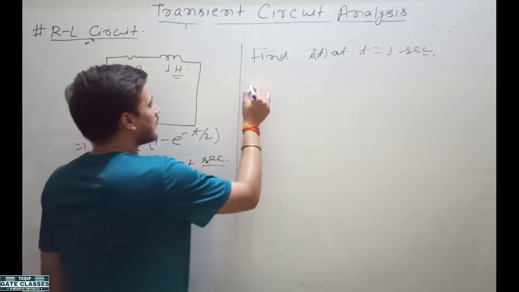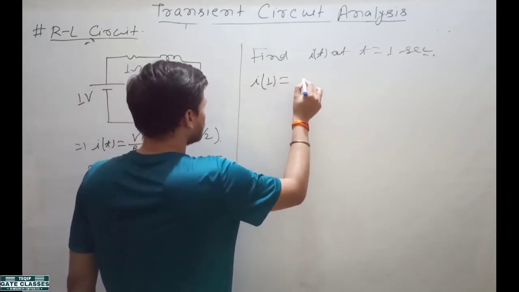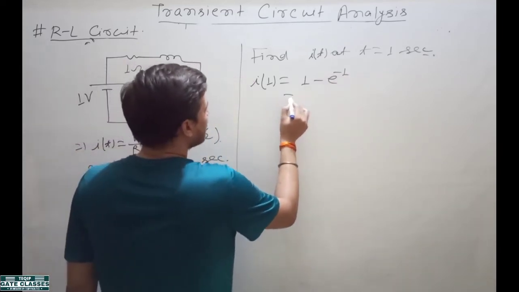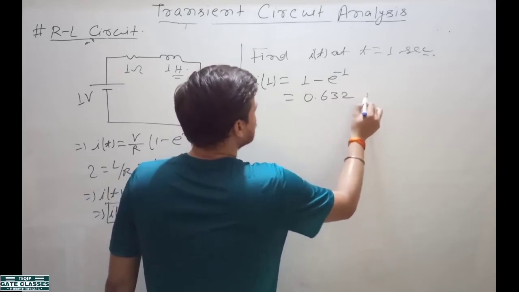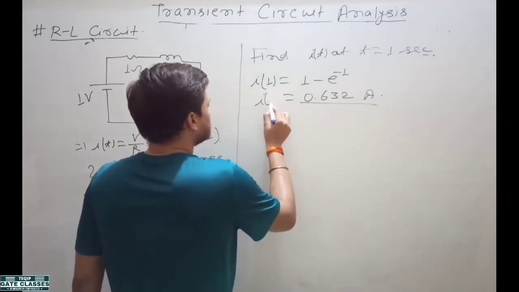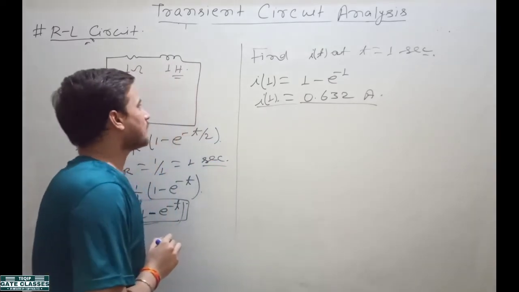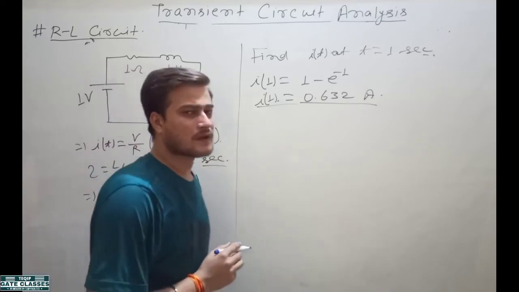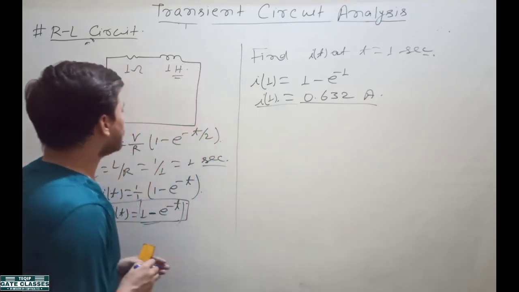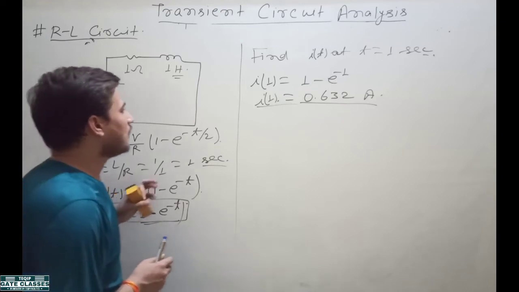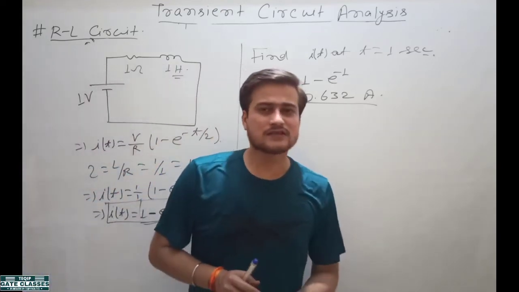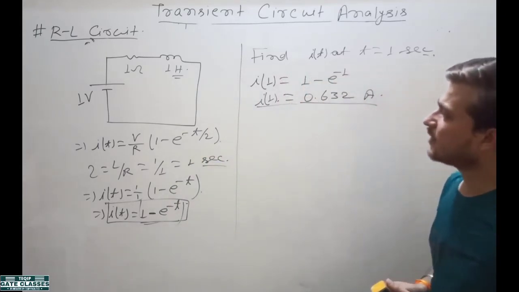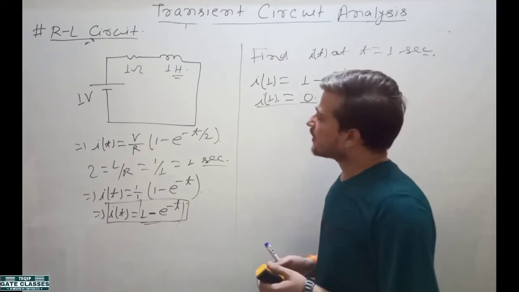So you write I1 will be equal to 1 minus e to the power minus 1. Its answer will be 0.632 ampere. Clear? So this type of numerical questions are being asked from RL circuit. Clear? So next, let us see about time constant.